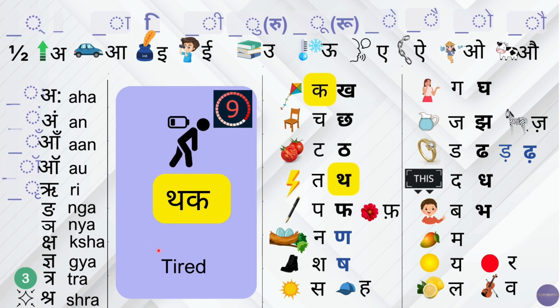This word means tired. It's the thunder th and kite k, which makes the sound thuk, thuk.